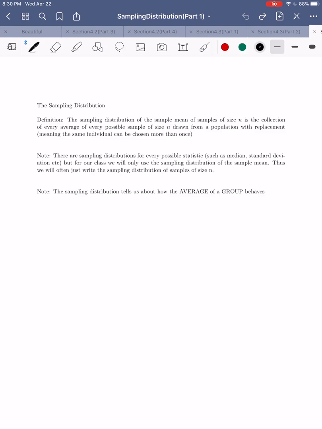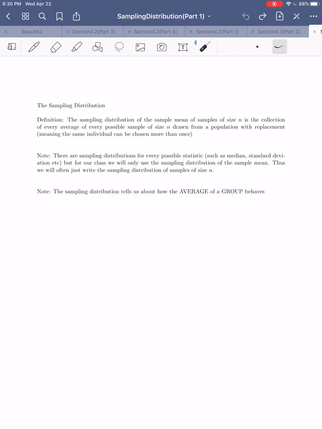In today's video, we're going to be introducing a really important concept called the sampling distribution. This concept really bridges the gap from what we've been doing most recently with probability to what we're going to be doing for the remainder of our class, which is inferential statistics through hypothesis testing.